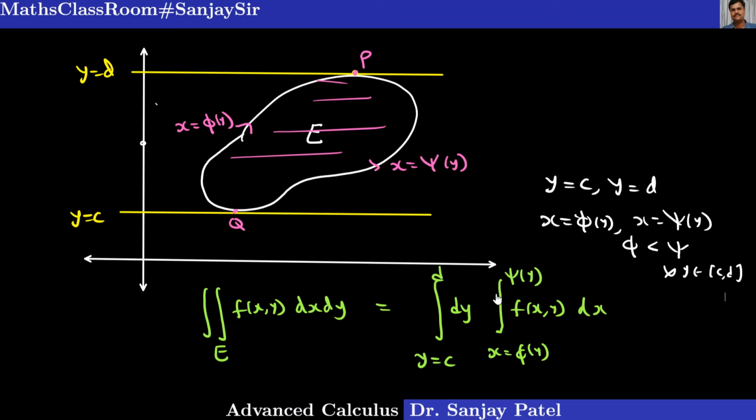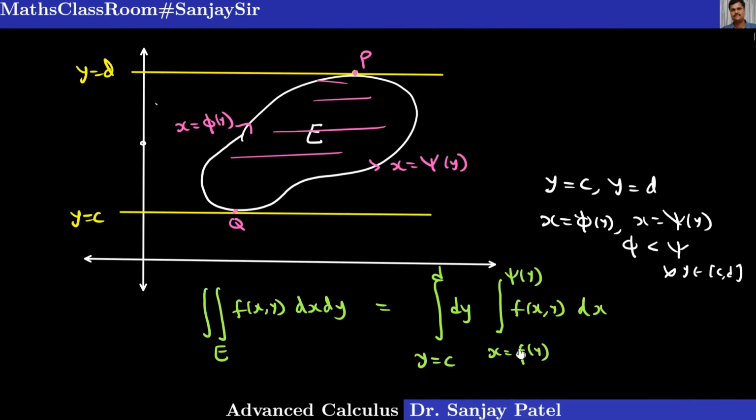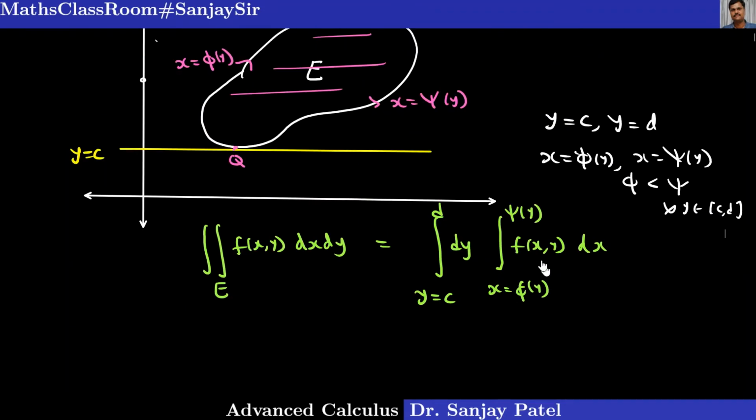Just recall that these two integrals, one is this and the other is this, are both repeated integrals on the right-hand side. Here this is integrated with respect to y first and then with respect to x, while this is integrated with respect to x first and then with respect to y. So let us solve some problems. Examples.